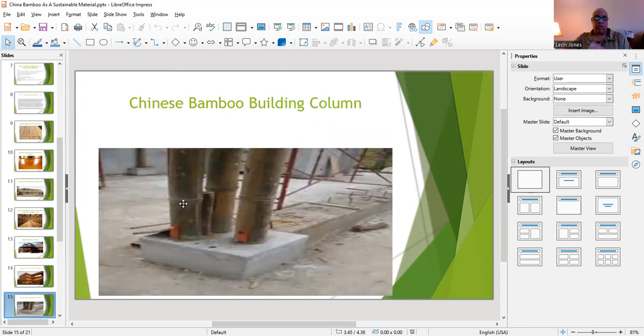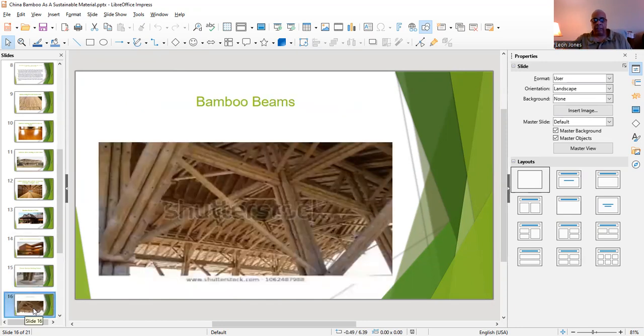Now, remember I told you there were 1,000 species of bamboo? This is strong bamboo right here. You won't bend or you won't break this bamboo. In fact, you even have bamboo that can be used as reinforcing rods. We call them rebar in the engineering field. That basically provides tension to the concrete to make it strong. These are beams. It's all bamboo.